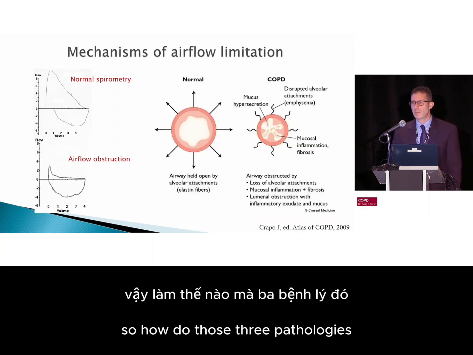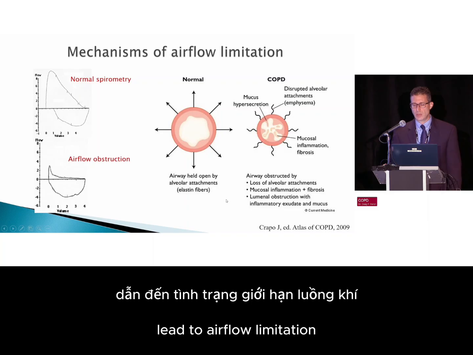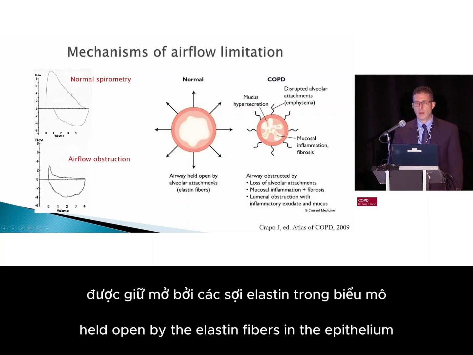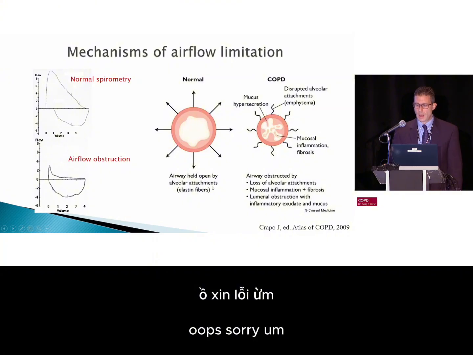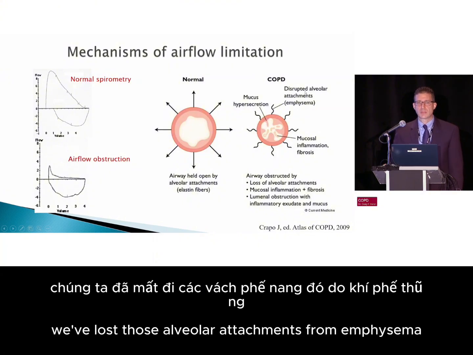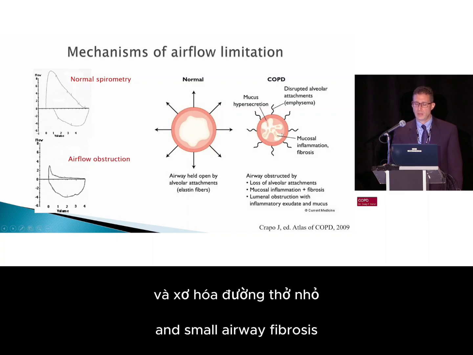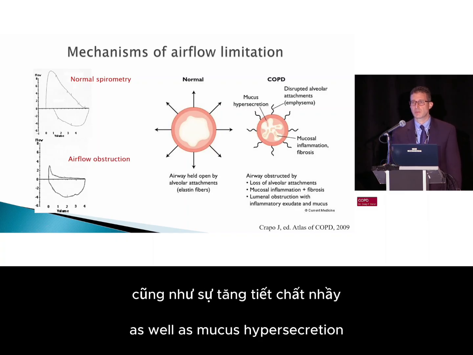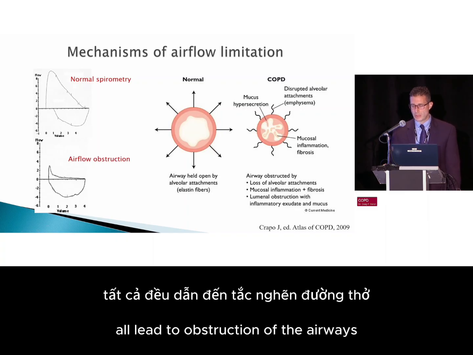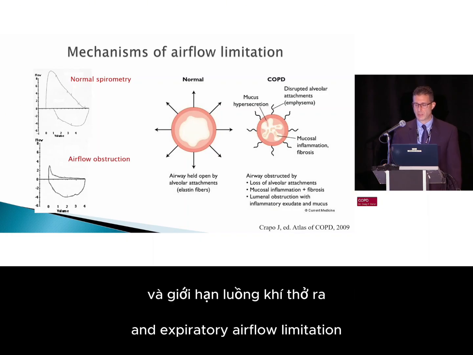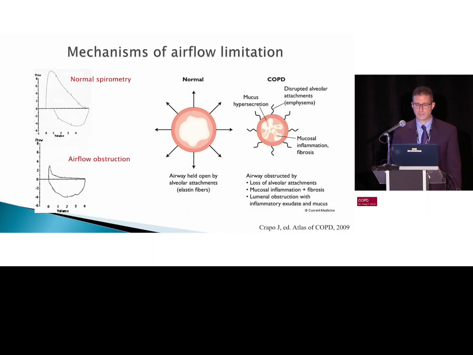So how do those three pathologies lead to airflow limitation? So normally we have our airway held open by the elastin fibers in the alveoli. We've lost those alveolar attachments from emphysema, and then the mucosal inflammation and small airway fibrosis, as well as mucus hypersecretion, all lead to obstruction of the airways and expiratory airflow limitation.